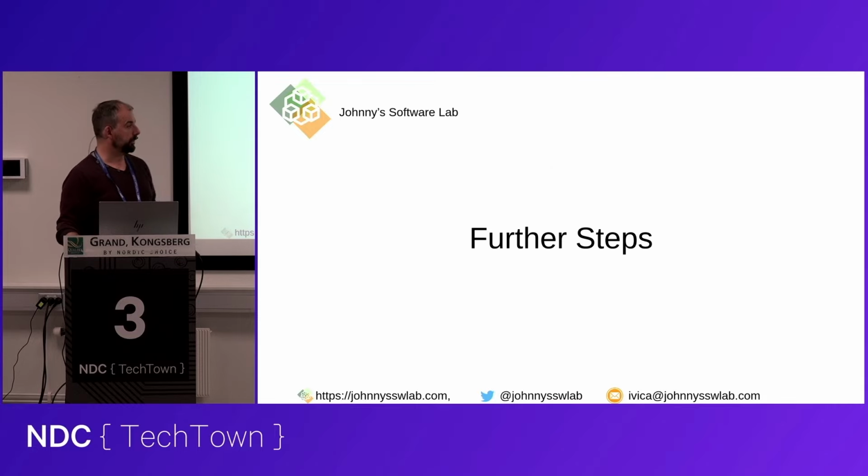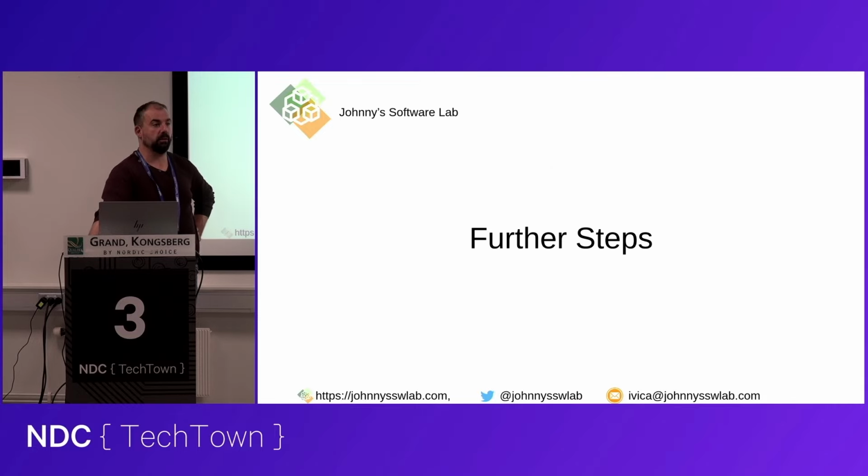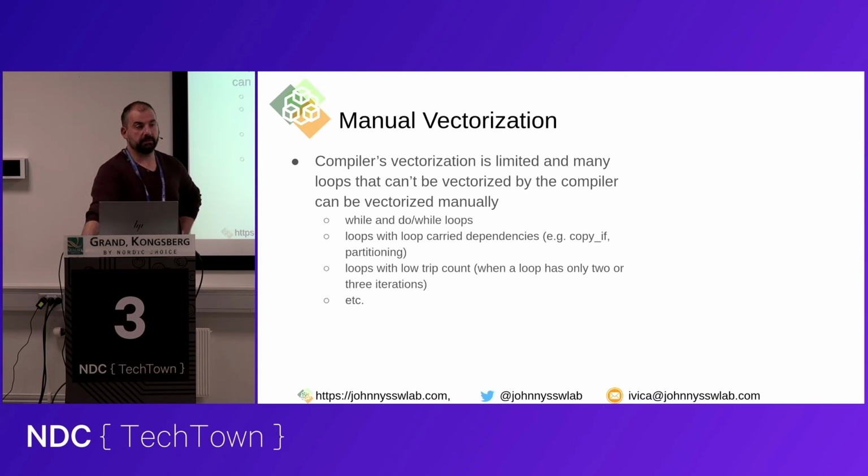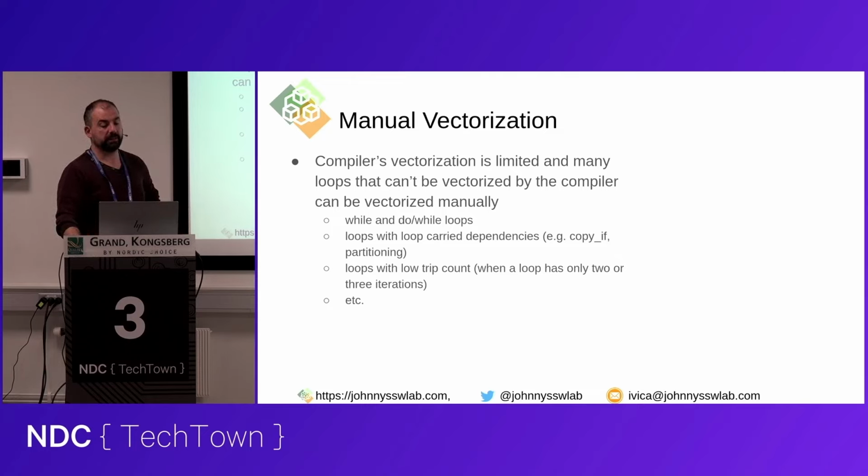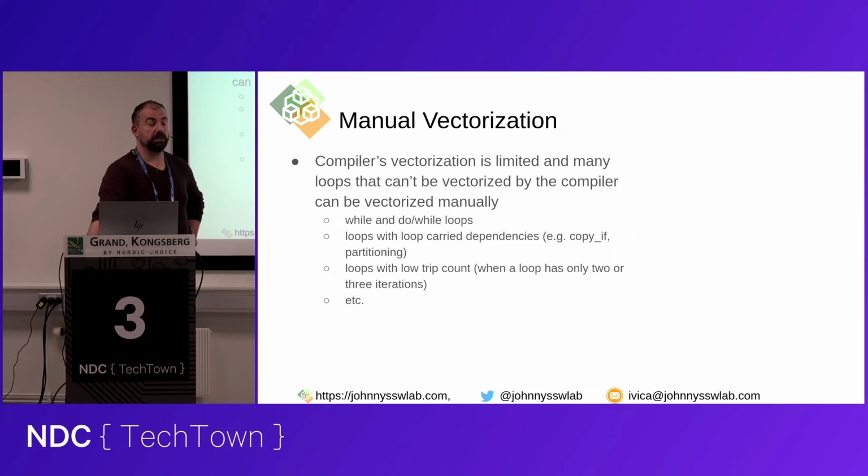So if you manage to convince the compiler to vectorize the loop, then congratulations. If not, the further step is manual vectorization. There are certain types of loops that compilers do not vectorize for one reason or another. For example, they don't vectorize while or do-while loops, because while loops can access data outside of allowed memory. Loops with loop carry dependencies are generally not vectorizable by the compiler, but they're vectorizable with some tricks and with manual vectorization. Loops with low trip counts can also be vectorized with manual vectorization and so on.